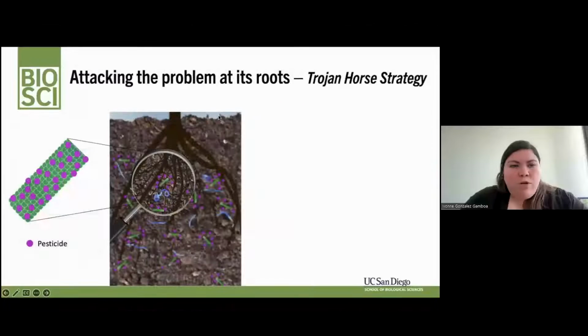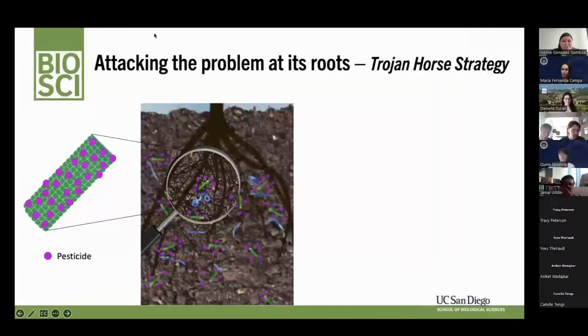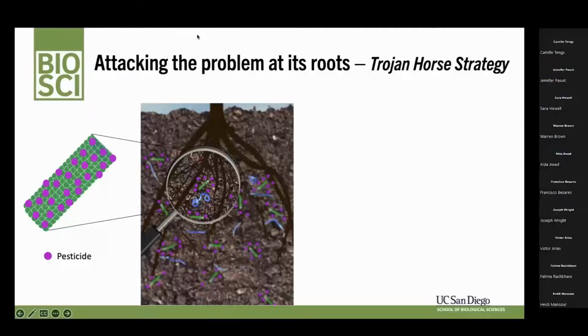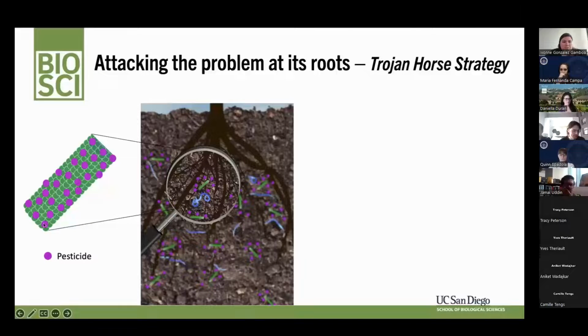So what we're trying to do is attack the problem at its roots, and we're using a kind of Trojan horse strategy. As we can see here, we have our nanoparticle, and these little purple dots would be our pesticide. This one will get to the part where we have our nematodes, which are these little blue worm-like structures. So we know that our nanoparticle is able to get to the roots area, and we know that it's able to get the pesticide there. Now, what will happen? The nematode is there. What will the nematode do?